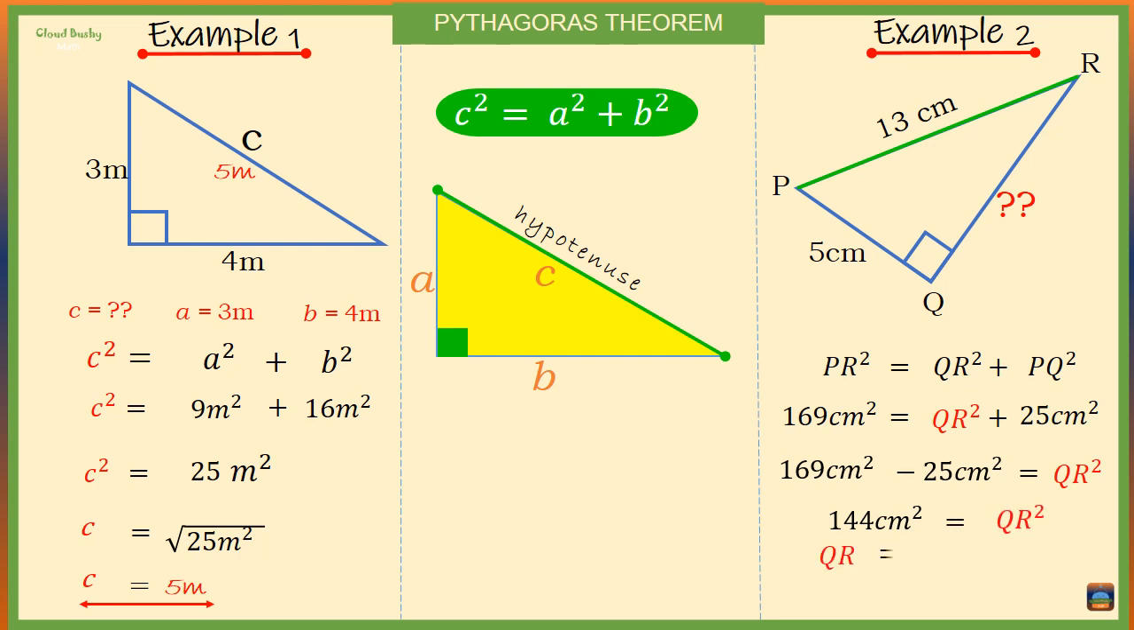QR is equal to the square root of 144 square centimeters. That means QR is equal to 12 centimeters.